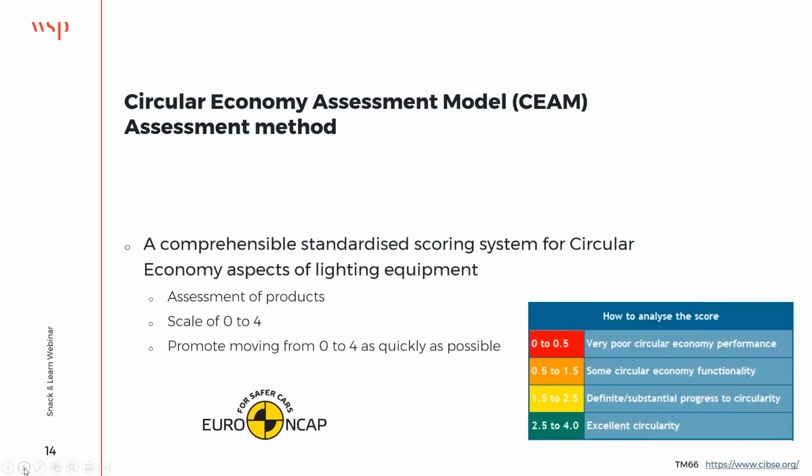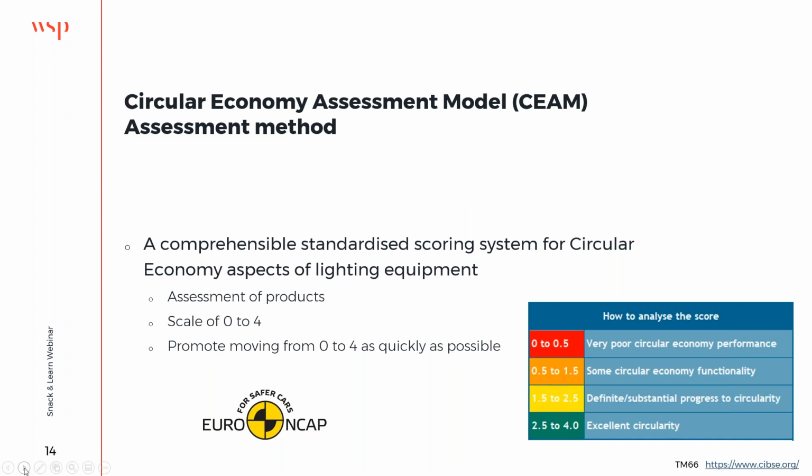Now, what we're looking at is a comprehensible standardized scoring system for circular economy. The assessment of products is done on a scale of 0 to 4. And what we want to do is promote the supply chain to move from 0 through to 4 as quickly and effectively as possible. And the table there just gives us a banding of how we will consider a scoring and how circular economy that is. So essentially, a luminaire will come with a circular economy compliance number.